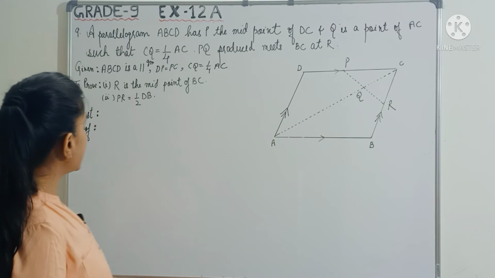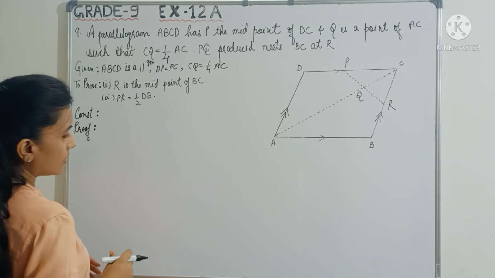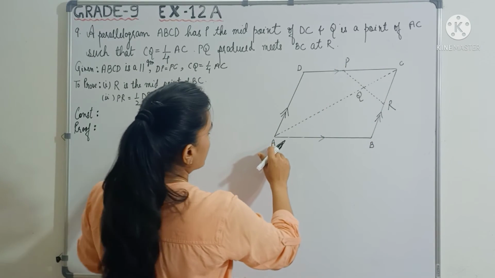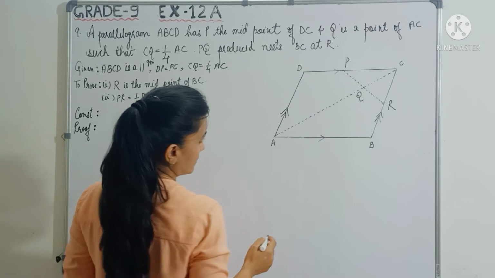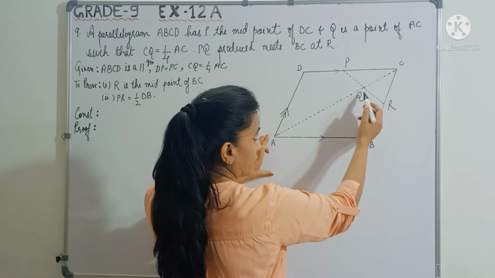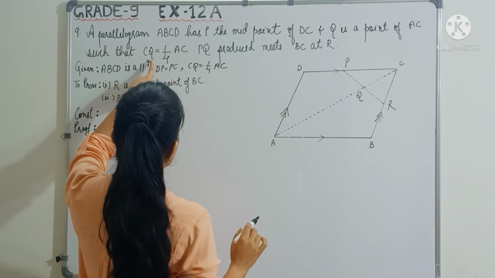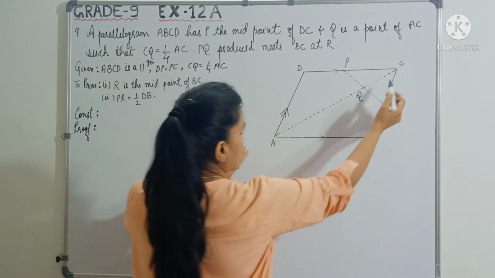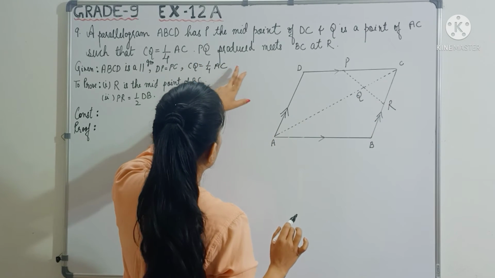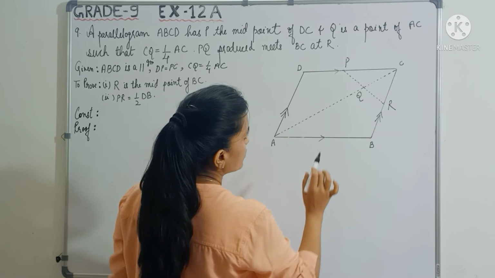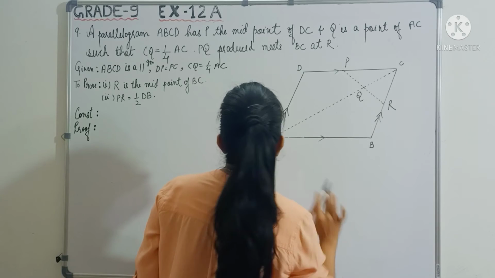Now in question number 9, a parallelogram ABCD has P the midpoint of DC. So here ABCD is a parallelogram and P is the midpoint of DC, and Q is a point on AC. Q is not the midpoint, right? Such that CQ is 1/4 of AC. And PQ produced meets BC at R.